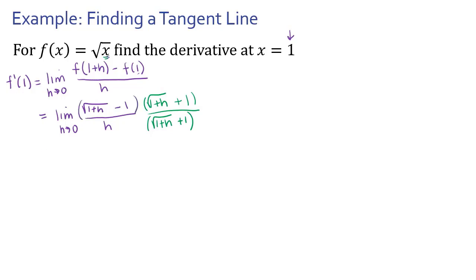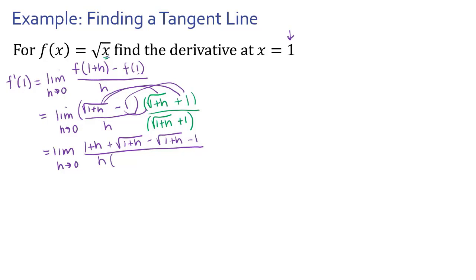So when I do that, let's distribute this through. The square root of 1 plus h times the square root of 1 plus h is just 1 plus h. It undoes that square root. And then I've got plus the square root of 1 plus h, and then minus the square root of 1 plus h, and then minus 1, all over, and I'm going to keep this factored, h times the square root of 1 plus h plus 1.